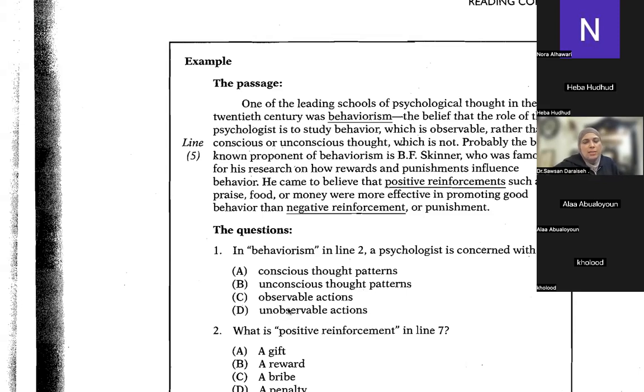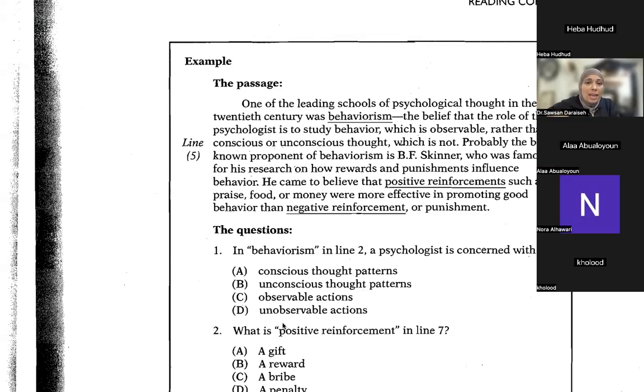Of course the writer here is against unobservable, because he said the only thing the scientist, or the proponent, is concerned with is observable behavior. That's what he said. He doesn't care about the conscious thought patterns or unconscious ones, right? So no, no, and no for the observable action. By the way, this is one of the easy questions that all of you must answer. Why? Because the definition is in the text, not one that you must guess. It's actually there.